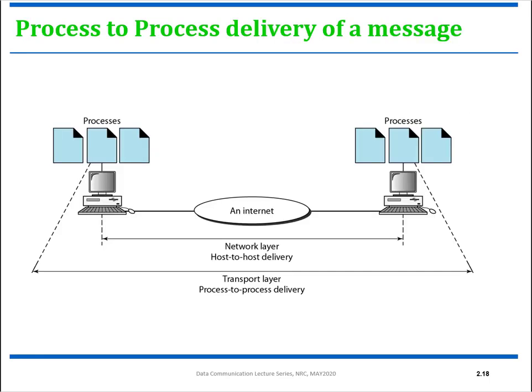This is the structure of process-to-process delivery. Here you see there are a lot of processes in a machine. You can send data from one particular process to another process of the destination machine via the internet. This is not a hopping delivery. You can transfer the data in the internet, and this is not following any kind of hopping principle.